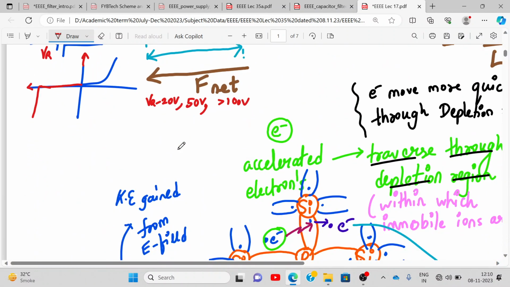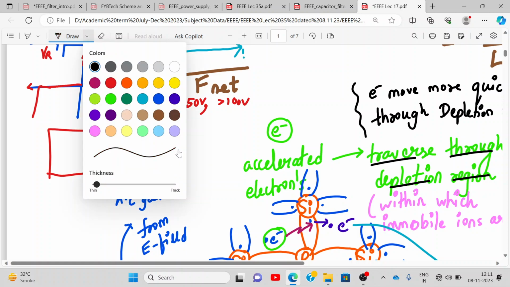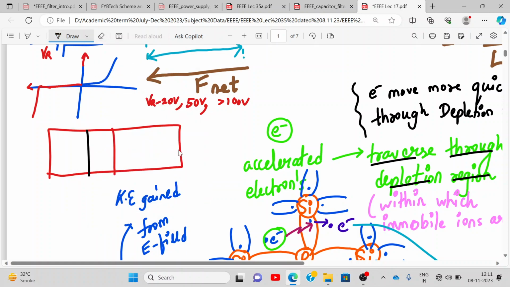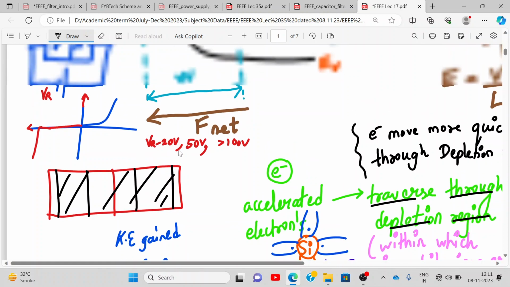So, it will happen like this, see. You operate in reverse bias. Initially, my depletion region was this much, right? But now, due to the increase in the voltage, the depletion region will be like this. Are you understanding? So, this becomes my depletion layer. So, no current should flow, right? But now rapid current flows. So, let's see how it happens.